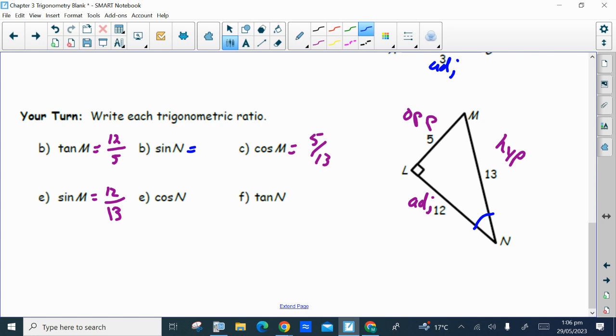What's the sine of N, Olivia? 5 over 13, because sine is opposite over hypotenuse. It's on your formula sheet. The cosine of angle N, Liam? Yeah, adjacent over hypotenuse. It's on your formula sheet. So again, the sine and cosine are both decimals between 0 and 1. What's the tangent of angle N? Cheney? Opposite over adjacent. 5 over 12 is right.